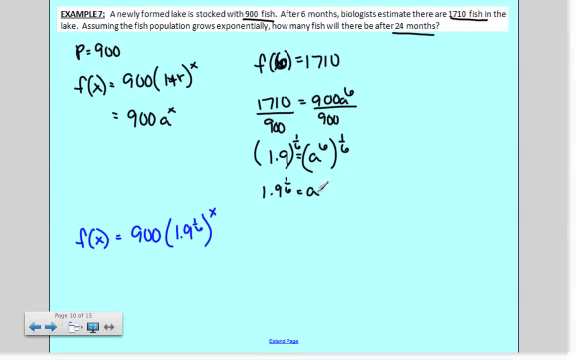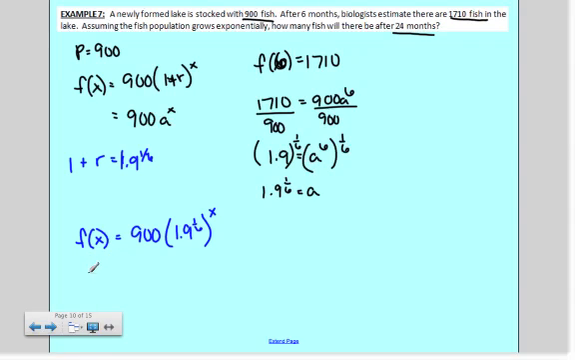Well, okay, since we know that a is 1.9 to the 1/6 power, we could actually solve for r. We could do 1 plus r equals 1.9 to the 1/6 power. And so if you were asked in a problem like this to find the growth rate, you would do r equals 1.9 to the 1/6 and then subtract 1. Notice that it does not become 0.9 to the 1/6. You have to actually do the 1.9 to the 1/6 and then subtract the 1.